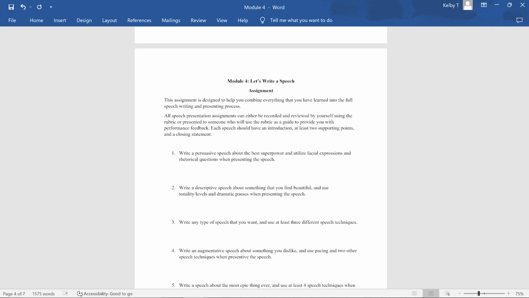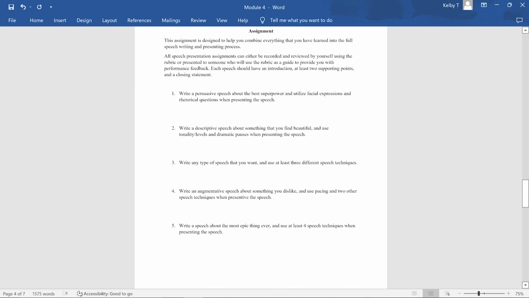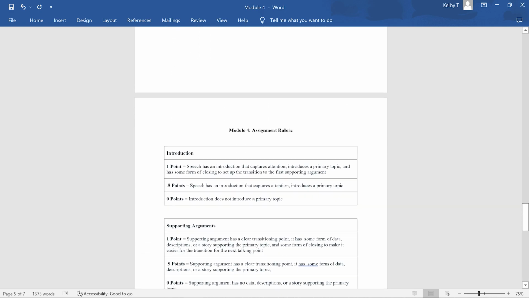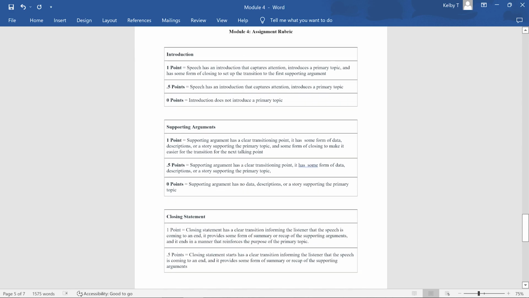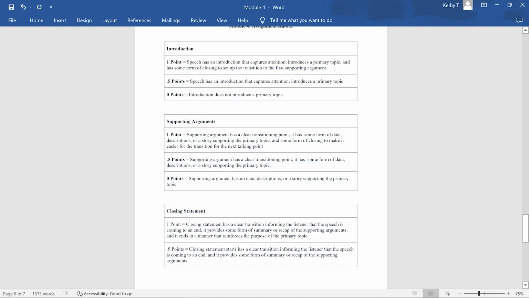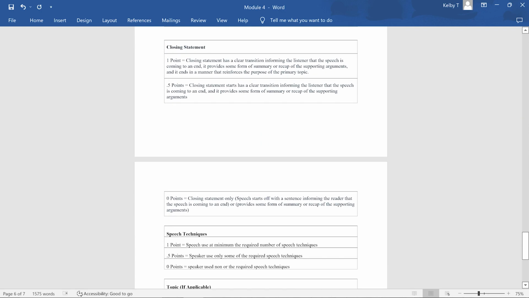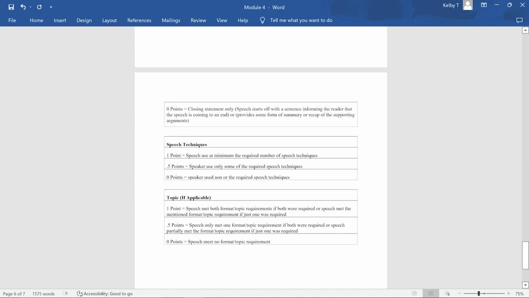As far as how you're going to understand how well you're doing for each one of these questions, there is an assignment rubric on the back which goes into a breakdown of how you would be graded for the introduction, for your supporting arguments, as well as your closing statements, and then how well you use those speech techniques, if you use all of the required techniques or only use some of them. And if there was a specific topic, as far as format like argumentative or persuasive, there's a section for that as well.